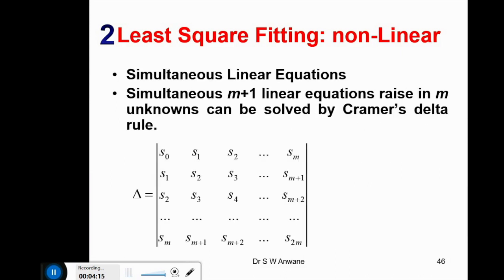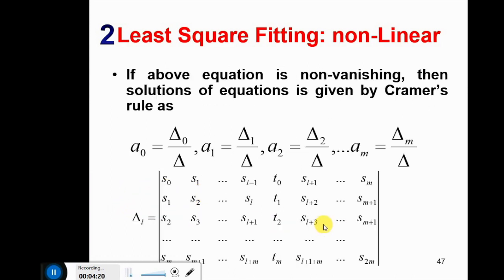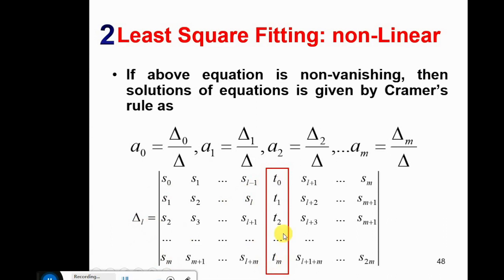for those constants. So again, exploring Cramer's rule, delta can be written like this, and delta L can be written in this fashion: S0, S1, S2, Sm, and here the L element series is this one, and here it is to be replaced by T's in the same fashion. Delta 0 upon delta will give A0, delta 1 upon delta will give you A1 and so on. So in general, delta L upon delta will give you AL.